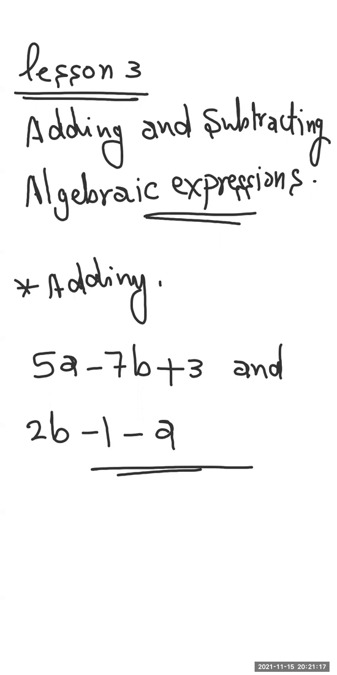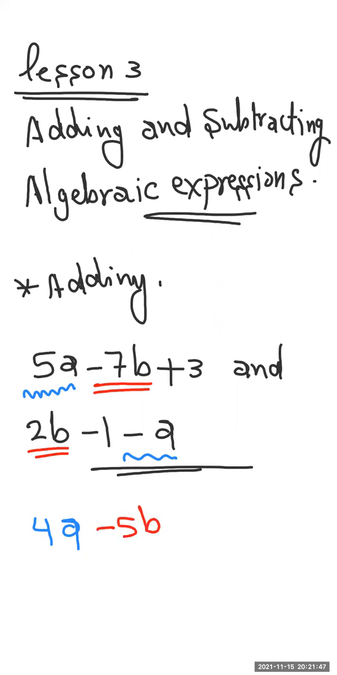Simply, as we said before on the last session, here we have to add the like terms. So I have to add 5a and minus a. 5a minus a equals 4a. Then the next two terms, negative 7b and 2b. Negative 7 plus 2 means negative 5b. Then finally, 3 minus 1, so it will be 2. So this will be the result of addition.